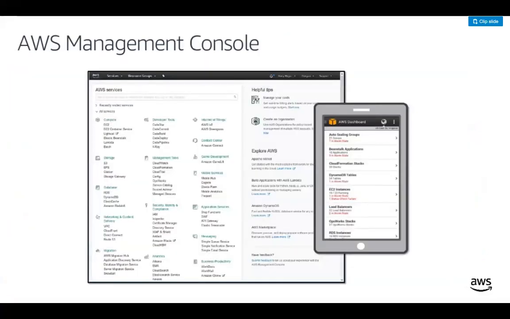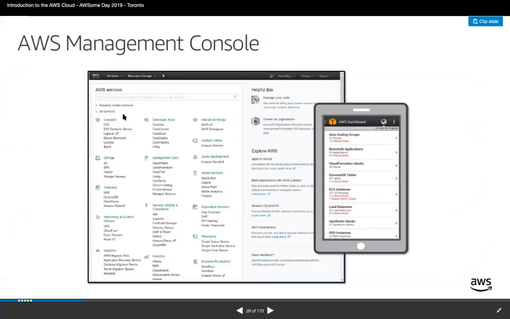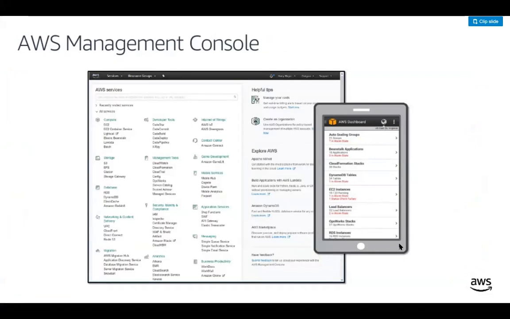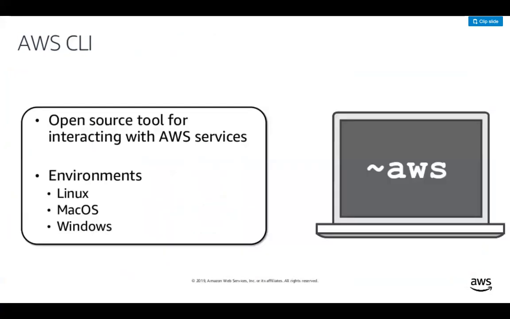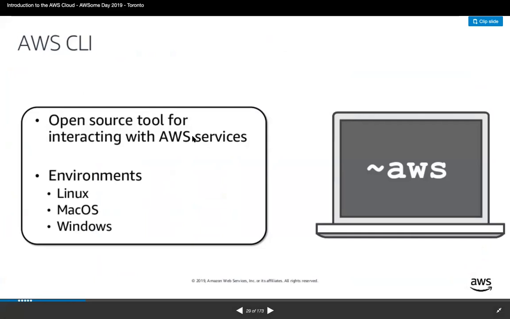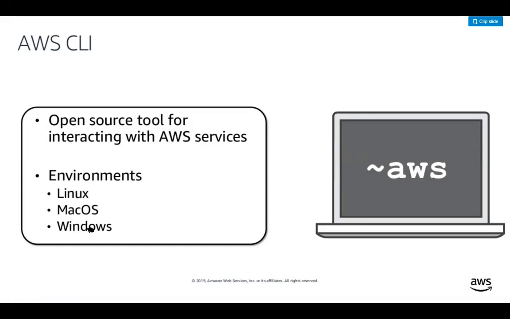This is the AWS management console. As I said, if you go to aws.amazon.com, you will see this page through which you can see all the services and interact with them. Then you also have a mobile application for AWS, with which you'll be able to access resources even from your mobile. And the CLI is an open source tool for interacting with AWS services. What environments does the CLI support? Linux, Mac OS, and Windows.